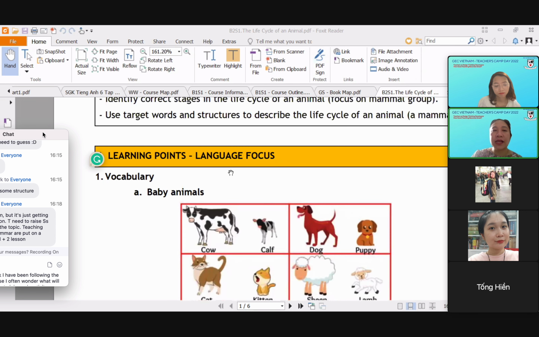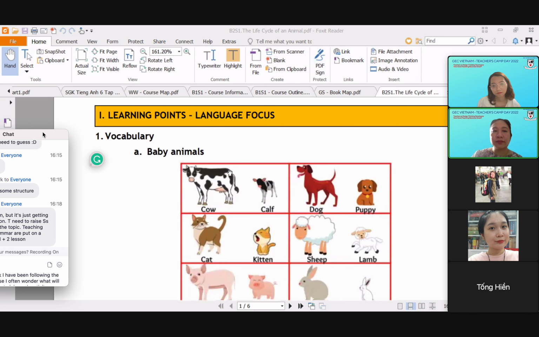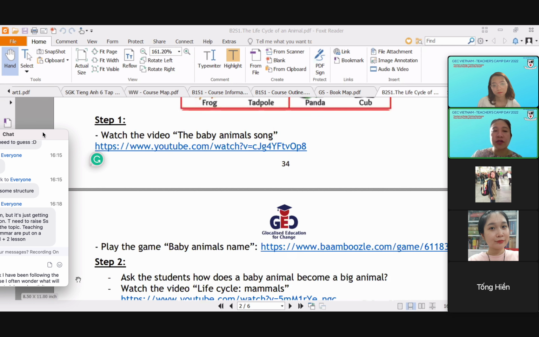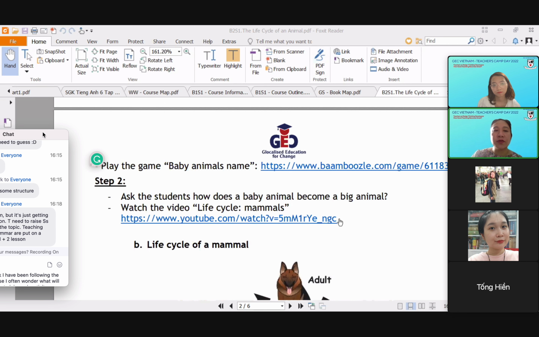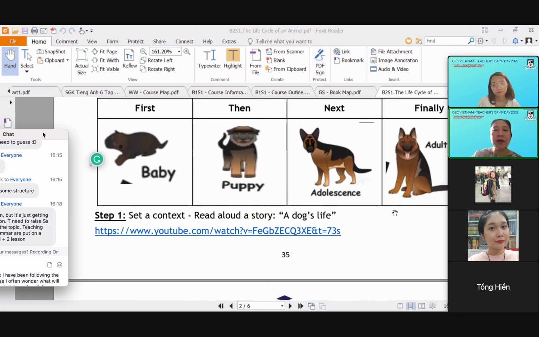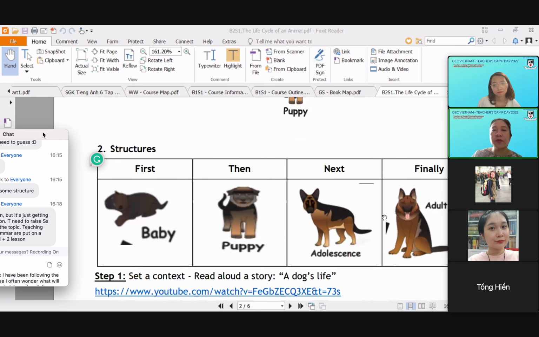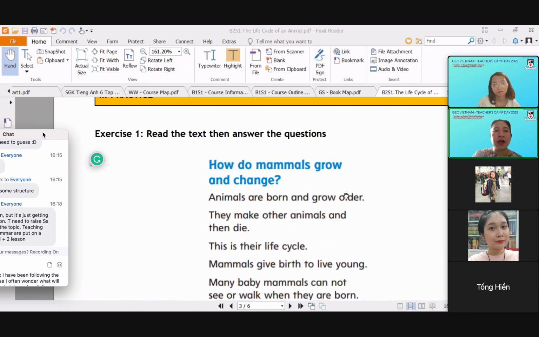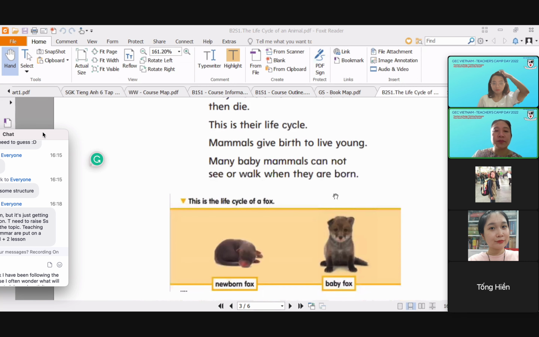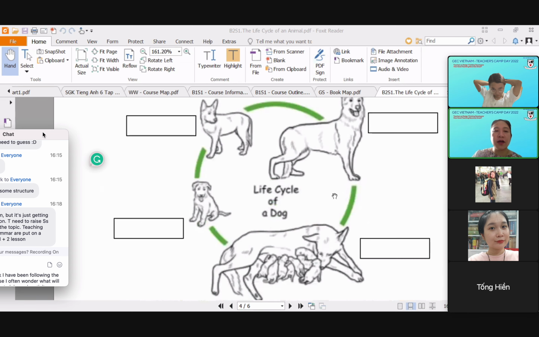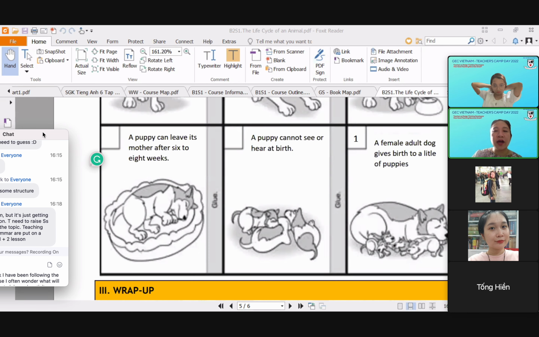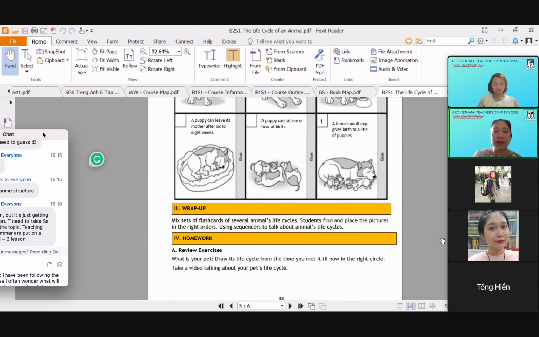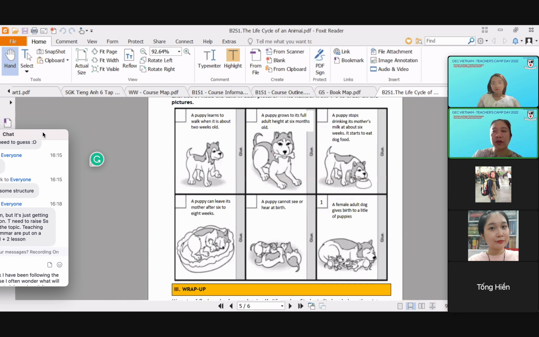Alright, let's see. The vocabulary. And we have a step here: watch, play, ask students, watch the video, and so on. Just go through the content first, and then we go to some detailed parts of the lesson. Structures, practice, we have exercise. And we have wrap up, okay? And we have homework, okay?